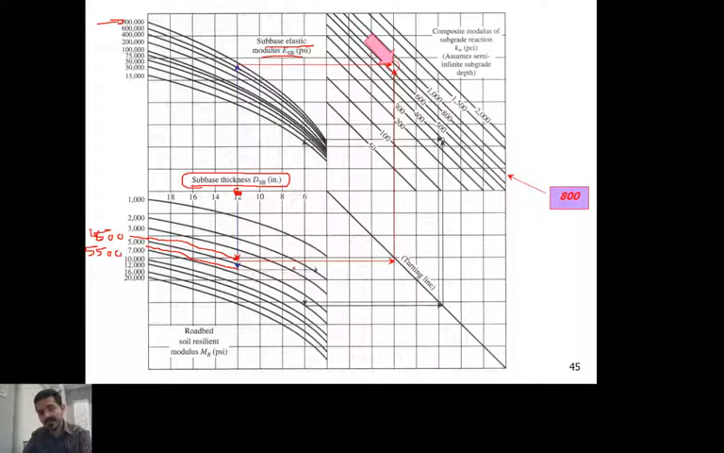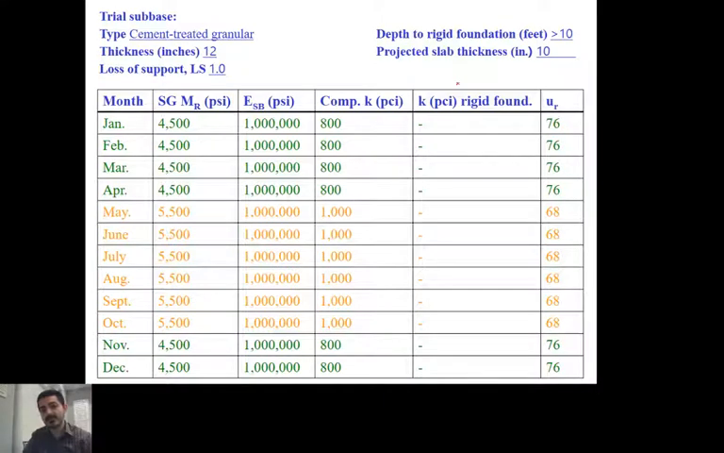And I did the same thing. Notice at the top here doesn't change because it was told to us that the sub-base modulus doesn't change by season. So this is fixed. All what I'm changing is the modulus of the subgrade. So I'm going all the way one more time, and now I have a value of 1,000. So now we can construct this table right here.